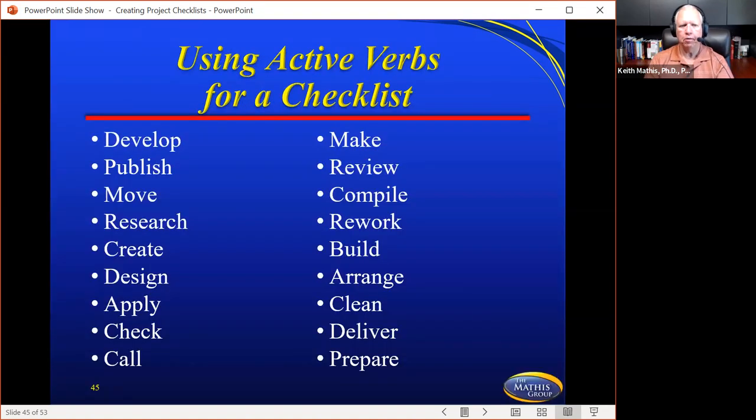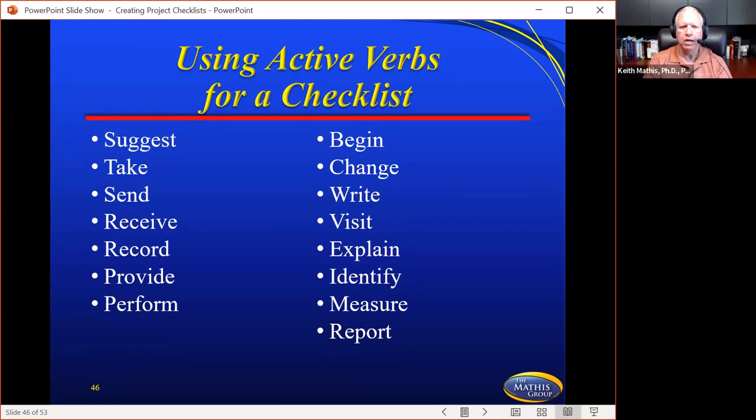The active verbs that we were talking about, there's a lot of those. These are very common. I think I have 2 slides of these. Develop, publish, move, research, create, design, apply, check, call, make, review, compile, rework, build, arrange, clean, deliver, prepare. All of these are active verbs, telling them to do something specific. Suggest, take, send, receive, record, provide, perform, begin, change, write, visit, explain, identify, measure, report. I want to give you a sampling of some that I had seen as I was reviewing and writing this webinar off of checklists that I had seen from other organizations.